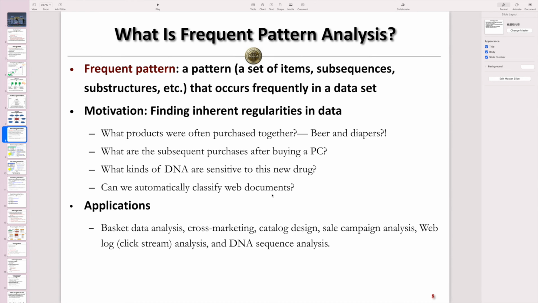Besides this, we also have some applications for frequent pattern analysis. We show some examples on this page. We can do basket data analysis, cross-marketing, catalog design, sale campaign analysis, web log analysis, as well as DNA sequence analysis, which can also be useful for many of the problems we are studying.